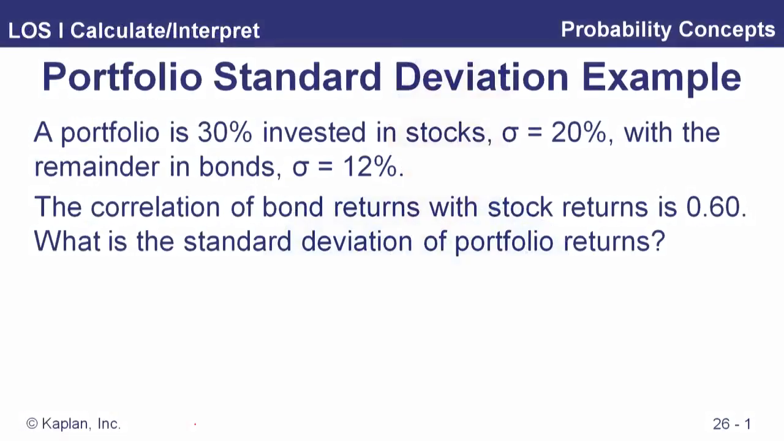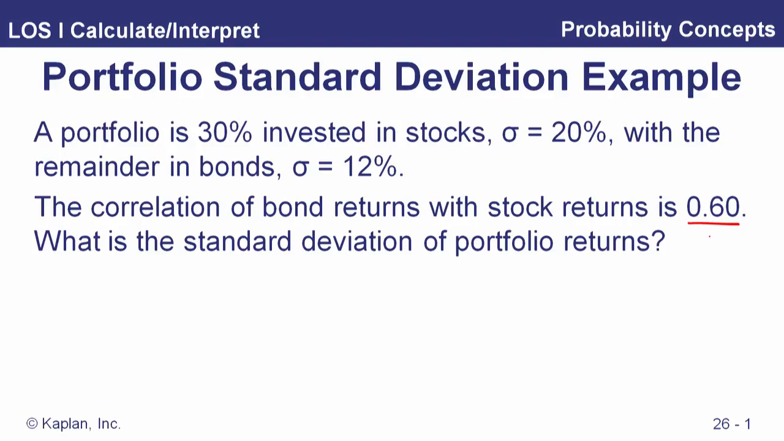So let's take a look at the calculation here. We've got a portfolio that's 30% invested in stocks. That's WS, I guess, or WA. And standard deviation, 20%. And the remainder is in bonds, so that's 70% in bonds. And our standard deviation there is 12%. We're given the correlation of returns for stocks and bonds as 0.6. So a positive, medium, I guess, correlation. What's the standard deviation of portfolio returns?